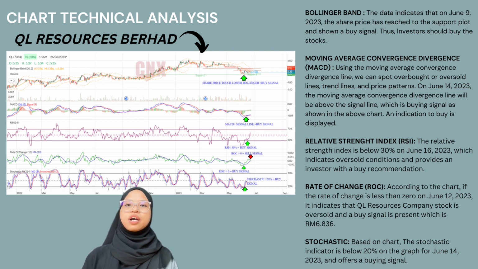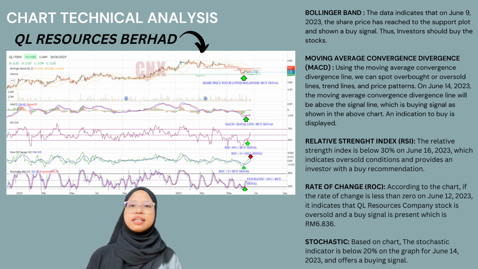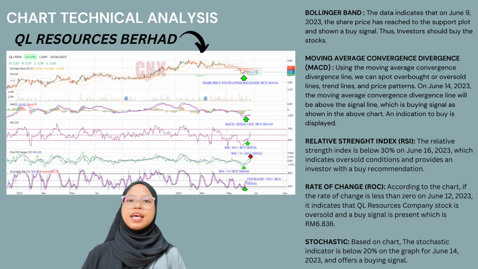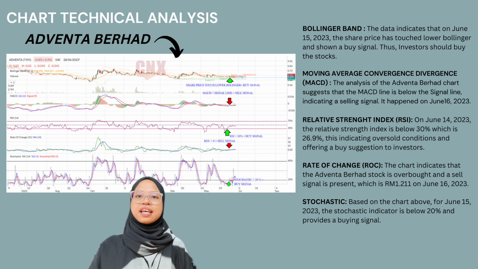According to the chart, if the ROC is less than 0 on 12 June 2023, it indicates that QR Resources Company stock is oversold and a buy signal is present. Lastly, stochastic. Based on the chart, the stochastic indicator is below 20% on the graph for 14 June 2023 and shows the buy signal. Next chart is the Aventar Berhad.